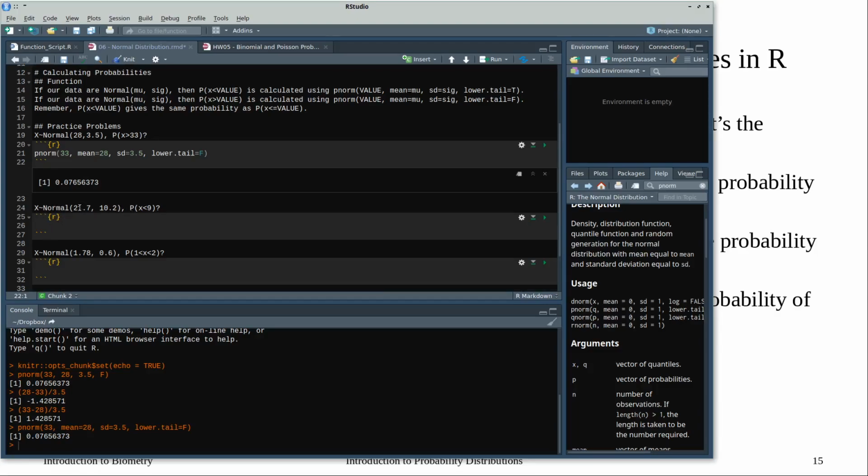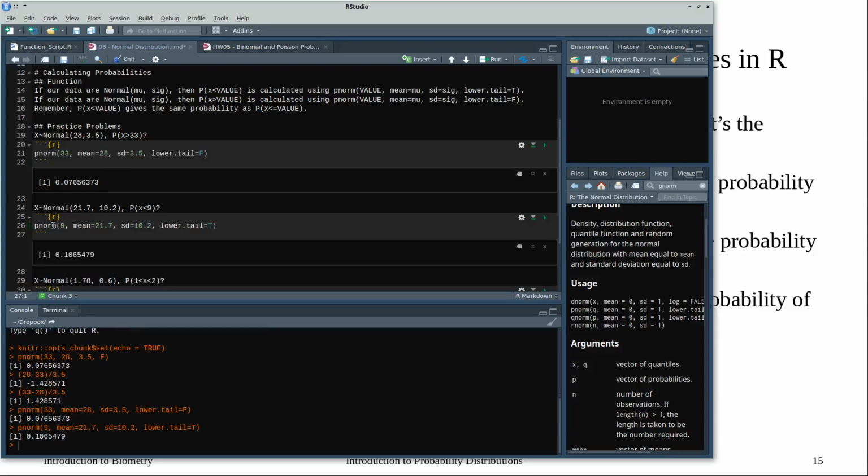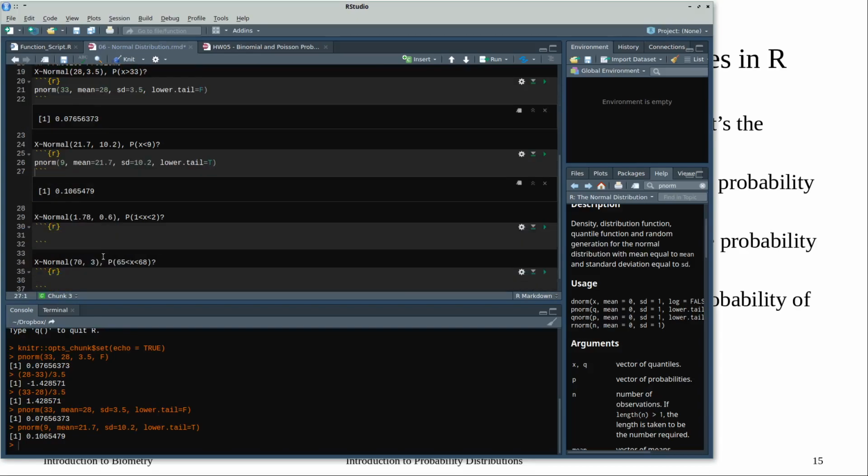Question 2 has a population with a mean of 21.7, standard deviation of 10.2, and we ask what's the probability that our value is less than 9. If you remember, in this one we had a negative value when we converted to a z-score, so then we had to convert it to a positive and so forth. Not here. All we have to do is give it our value, so pnorm of 9, give it our mean and standard deviation, and tell it lower.tail equals T because it's to the left. R will handle all of the conversions to z-scores and handle all of the negatives and positives. So we get our answer, 0.1065. Now this one is different. Remember, we had 1056. This one's a little bit different. Again, it's because of rounding.